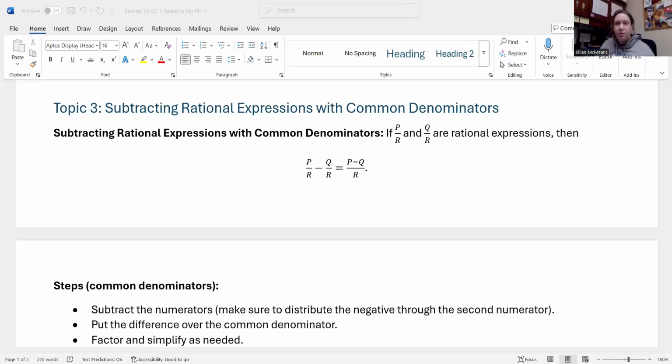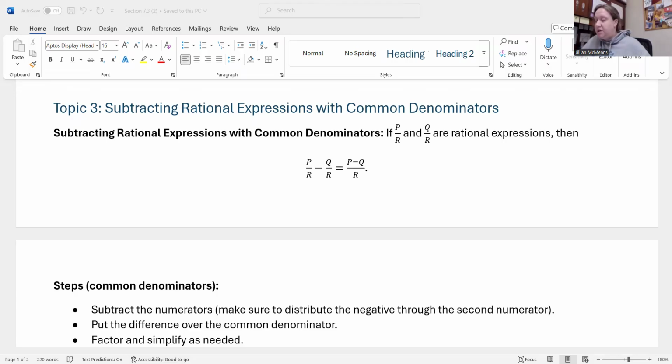In topic 3, we're going to discuss subtracting rational expressions with common denominators. We've already looked at fractions, and remember, with fractions, as long as you have a common denominator, you add, or in this case, subtract your numerators, you put it over the common denominator, and then you simplify at the end. Same exact thing is going to be true with rational expressions.